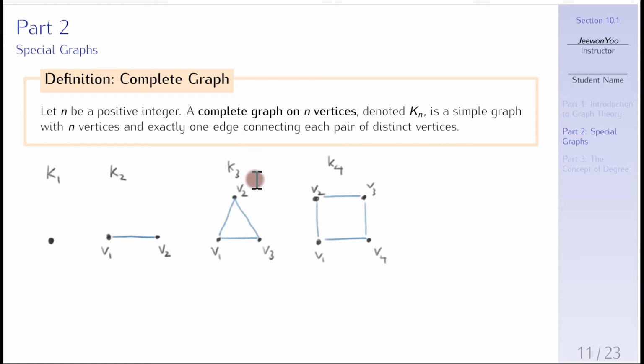But also, please do not forget about something. Because they said we need to have exactly one edge for each pair of distinct vertices, we must connect V2 and V4, and then V1 and V3 as well. So this is K4.